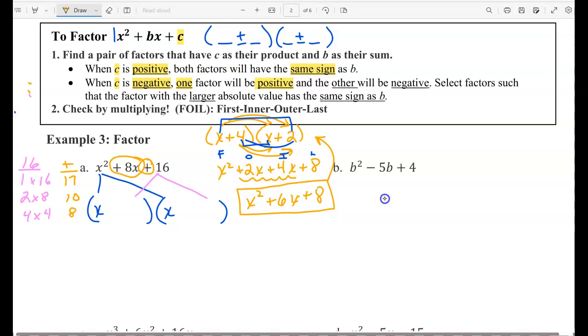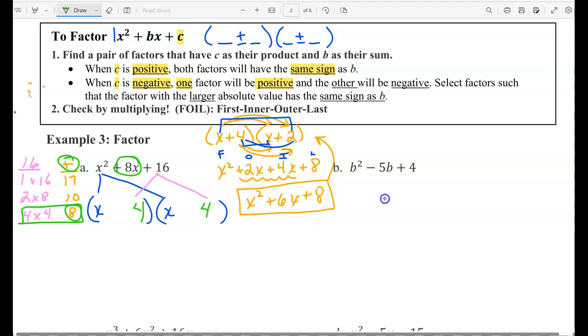So we have 2 sets of numbers, the combination that multiplies together to give me the 16, and the combination that adds together, that sums together to give me the 8. So the 8 is the middle term that we'll be working on. So I'm trying to match up this with this column. So I can see I have the 8, which means my factors must be 4 and 4. So we found our factors, now we have to work on the sign.